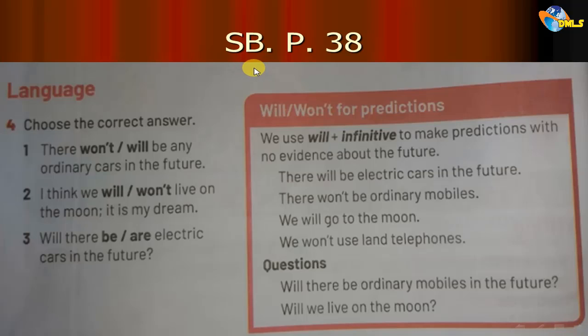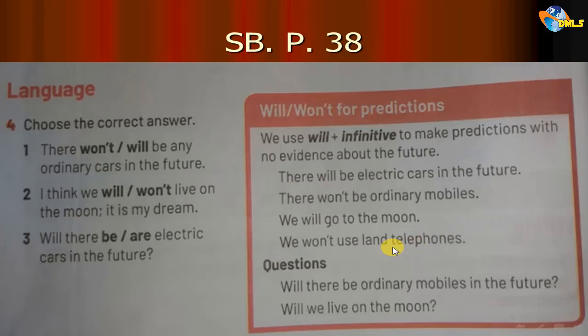On page 36, we have the use of will and won't for predictions. Let's read it. We use will plus infinitive, the stem verb, the root verb, to make predictions with no evidence about the future. There will be electric cars in the future. There won't be ordinary mobiles. We will go to the moon. We won't use land telephones.